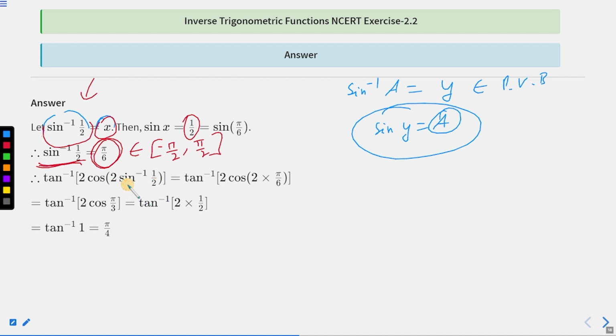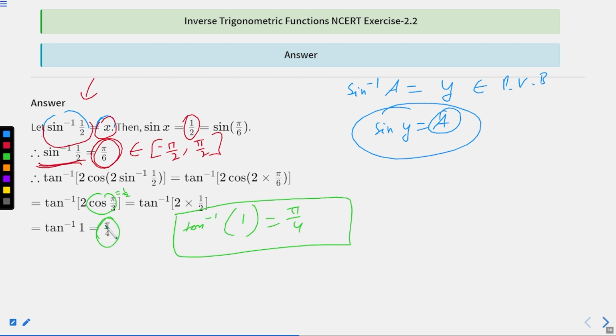This is pi by 6, and 2 times pi by 6 is pi by 3. Now cos pi by 3 is what? Half. So this is equal to half. Then 2 times half is 1. Tan inverse 1 is pi by 4. This is just direct. So the expression value will be just pi by 4. I hope you do not have any confusion over here.